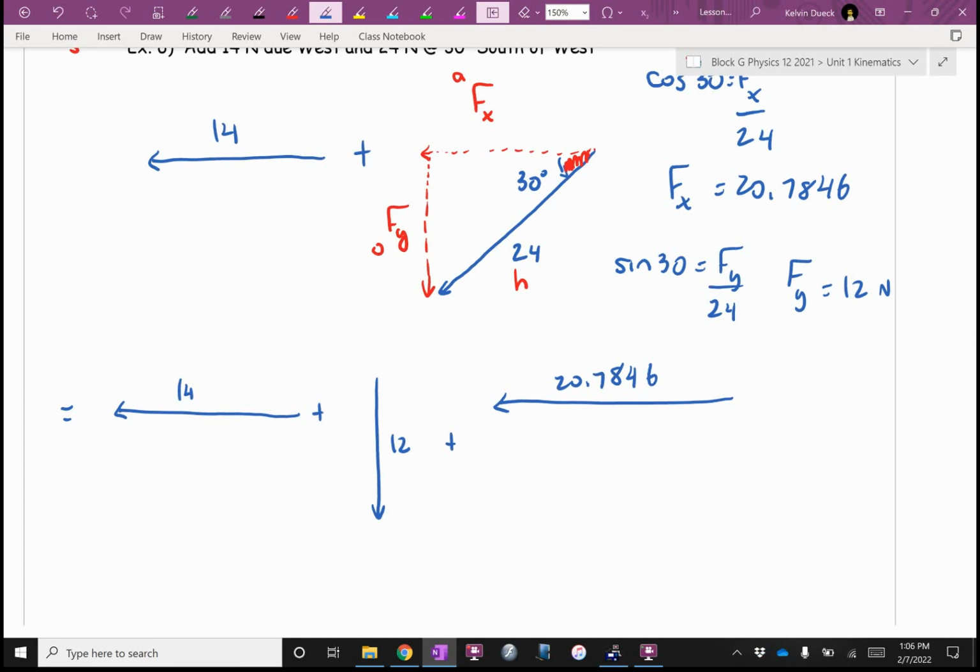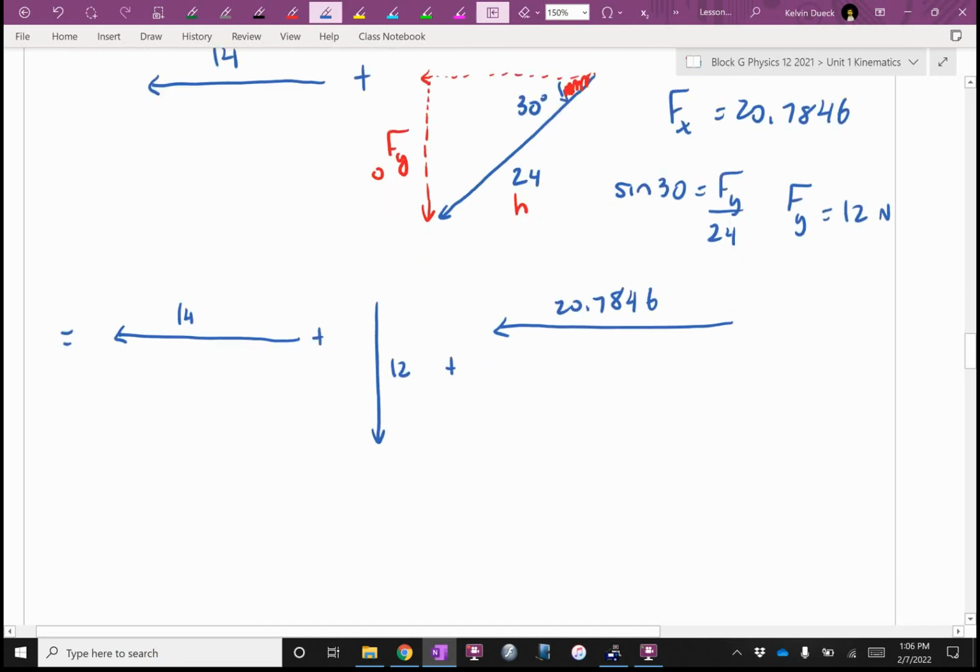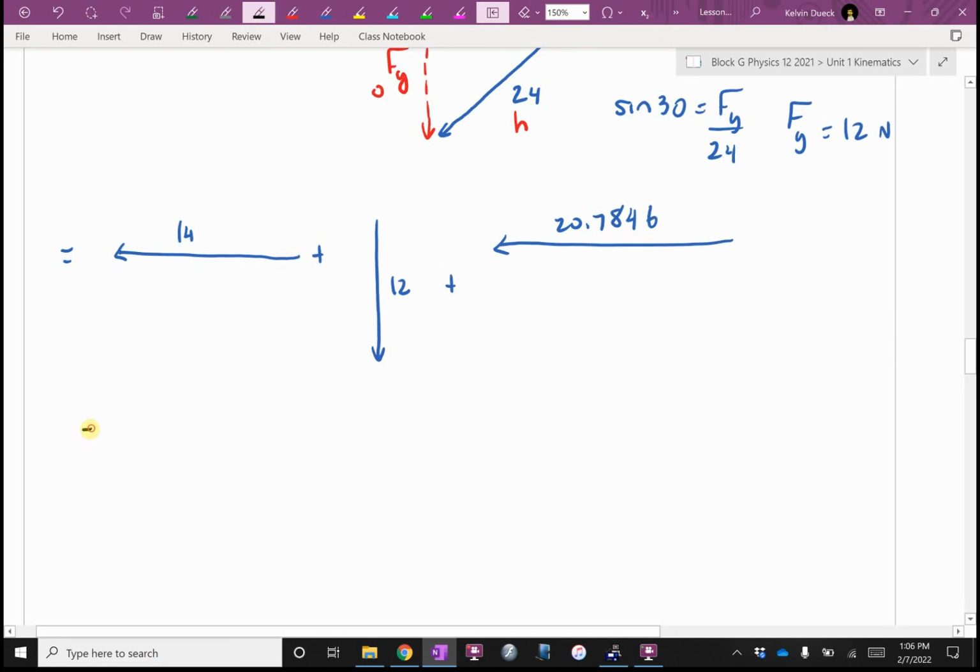Now you might say to yourself, Mason, but Mr. Dewick, now instead of 2 vectors, we're adding 3 vectors. It is true, but which 2 vectors would you add together first if you were clever? Yeah. I can now replace these 2 with 1. I'm going to do that on the next line. I'll put an equal sign. Instead of 14 and 20.7846, that's going to be 1 vector that is 34.7846.